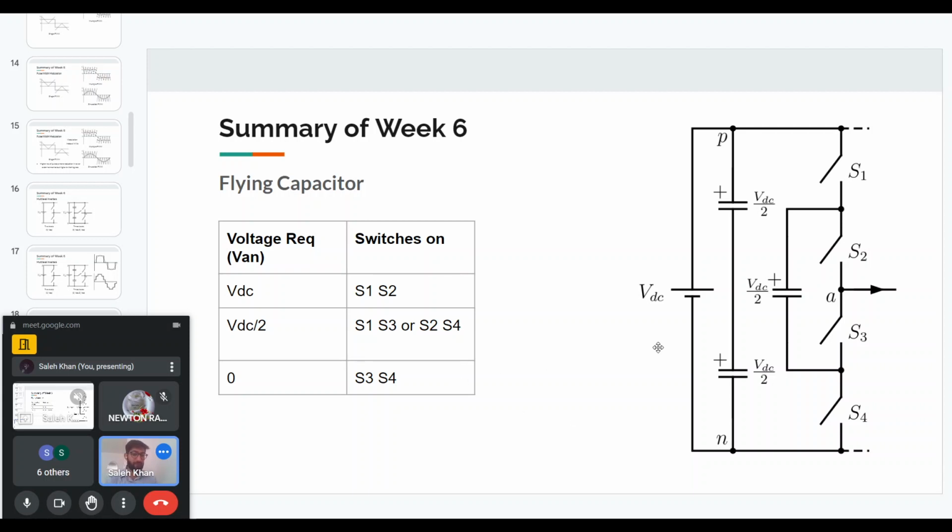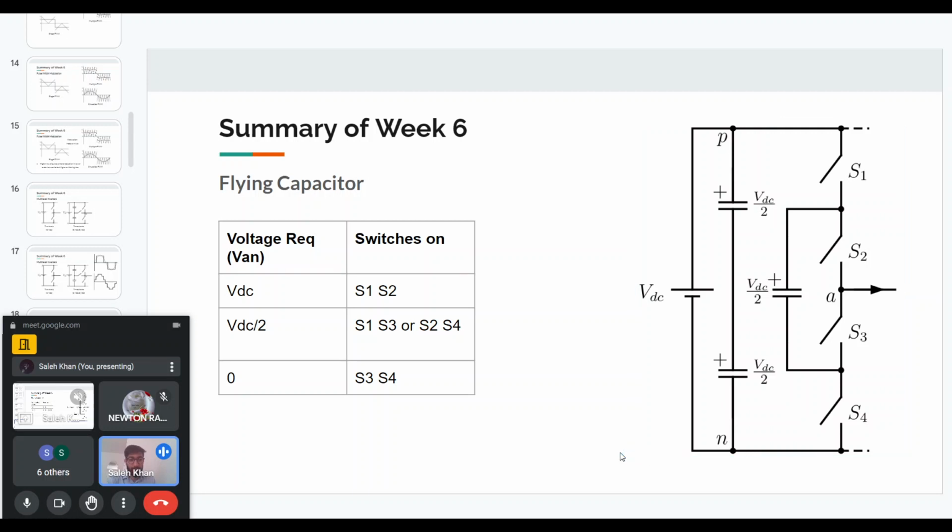For flying capacitor, we have an additional capacitor whose voltage is maintained at VDC by 2. So this voltage we have to maintain as VDC by 2. Now let us see how we get the voltages. For example, VDC and 0, you can understand easily that by turning on the top 2 switches, we will get VDC between A and N. And by turning on the bottom 2, we will get 0 between A and N.